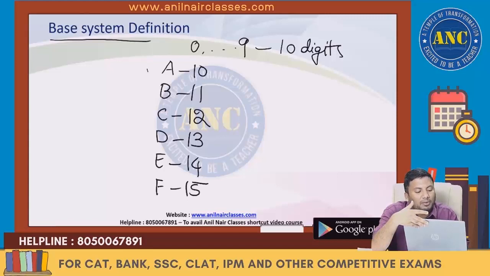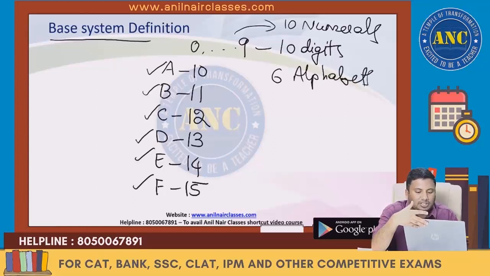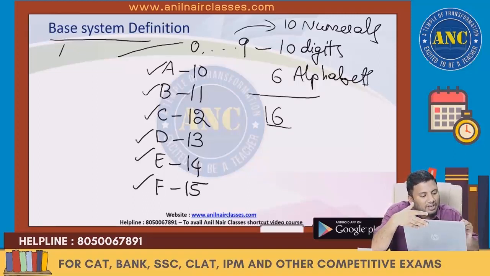So how many alphabets did I use? 1, 2, 3, 4, 5, 6. 6 alphabets I am using. That means 0 to 9, I am using 10 numerals, and I am also using 6 alphabets. So 10 plus 6, total 16 numerals and alphabets which I use, which I call a hexadecimal system.